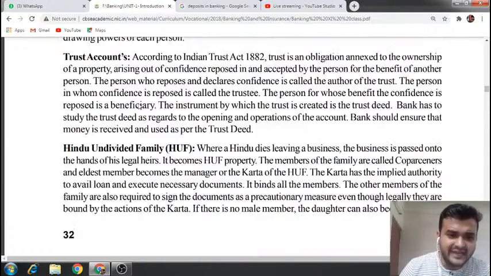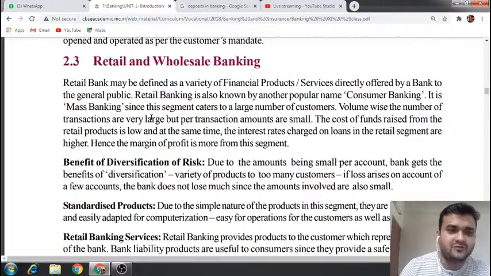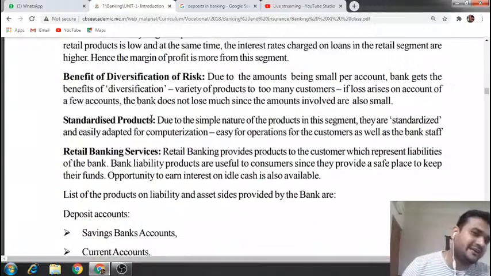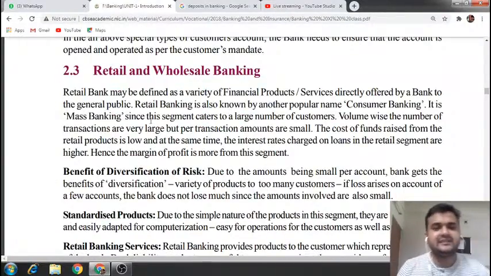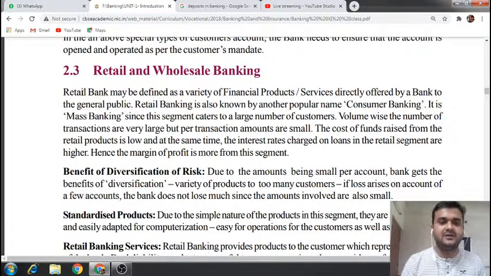The main important thing that we'll start today is the different types of accounting facility which is provided by the bank. But before that, let us start with retail banking and wholesale banking.